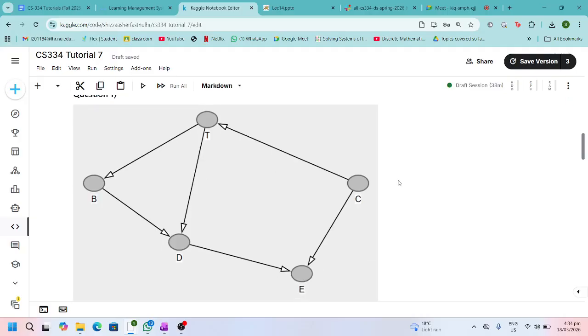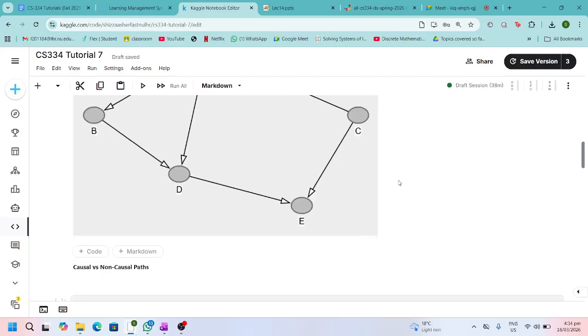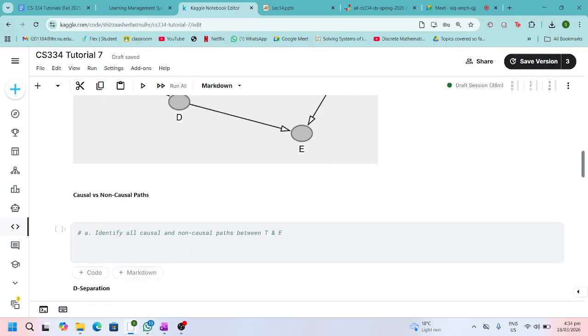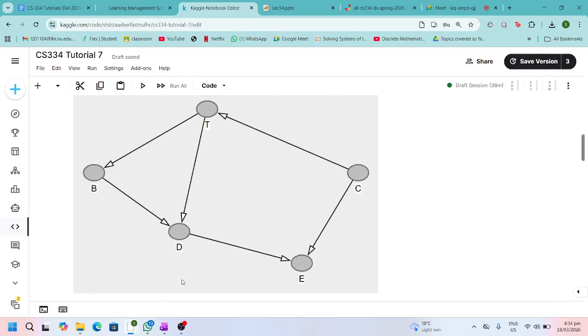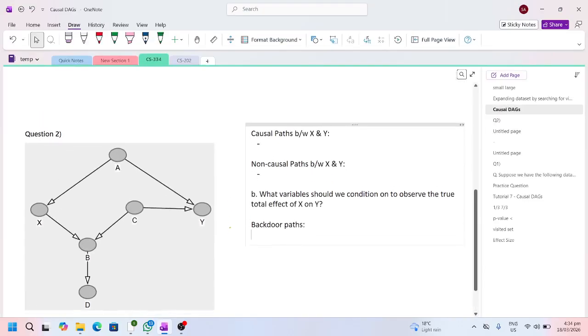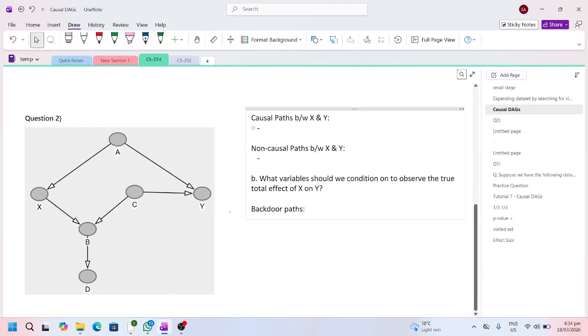So for question one, we are given this causal directed acyclic graph. In this graph, the first question is that you have to identify all the causal and non-causal paths between T and D. I'm going to do this on my notepad over here actually.